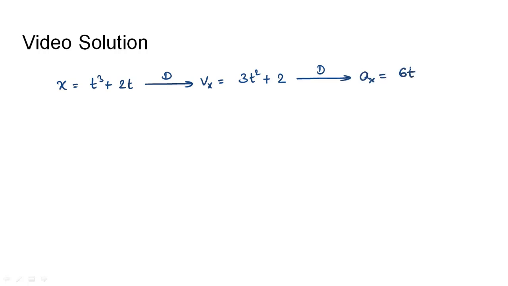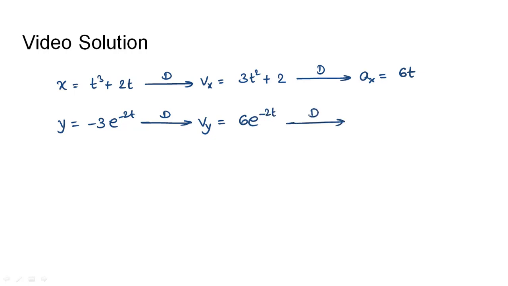So in this case we have been given x equals t cube plus 2t. So we will take the derivative of this. That would give us vx equals 3t square plus 2. We'll take its derivative once again. That would give us the acceleration along the x direction, which would be equal to 6t. Next we have y, which is equal to minus 3 e power minus 2t. We'll take its derivative. That would give us the velocity in the y direction, which would be equal to 6 into e power minus 2t.